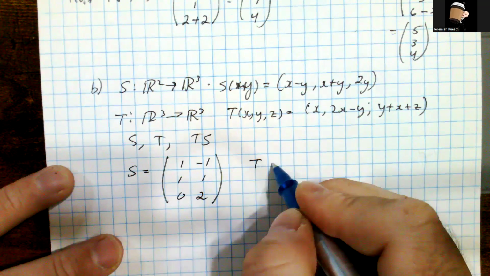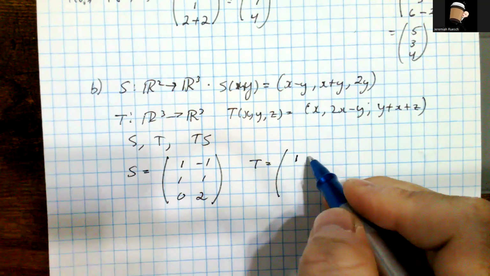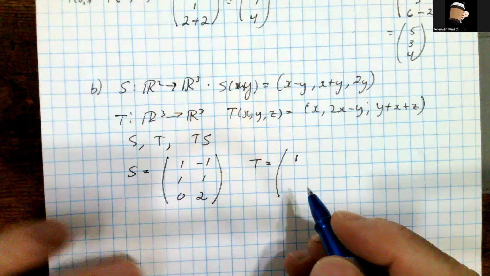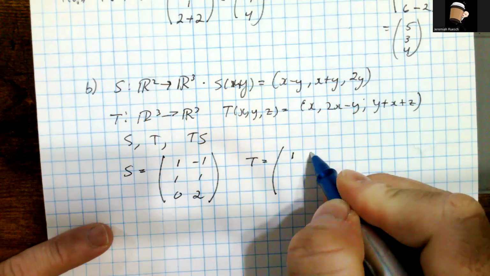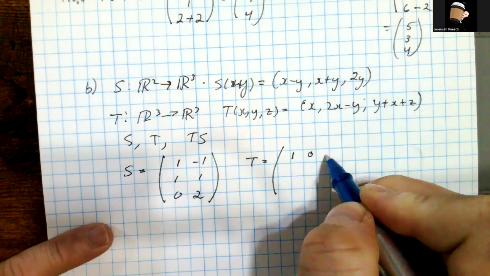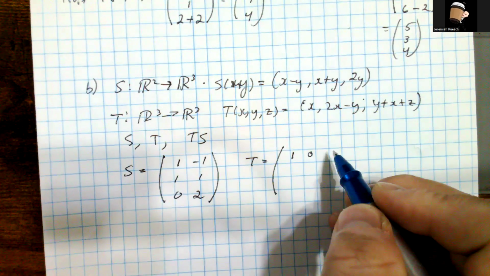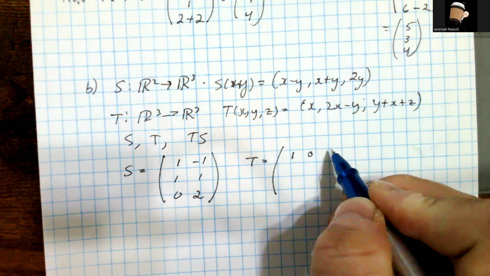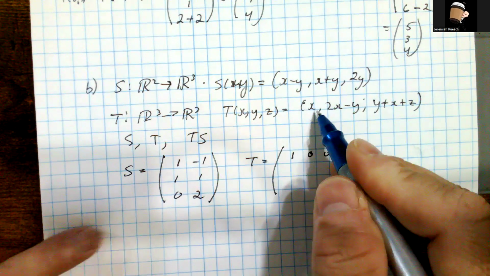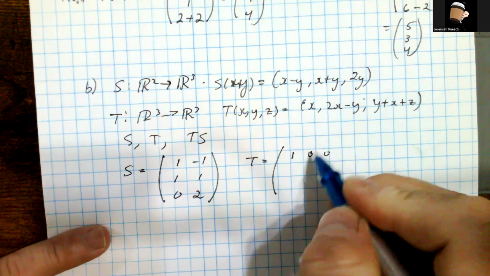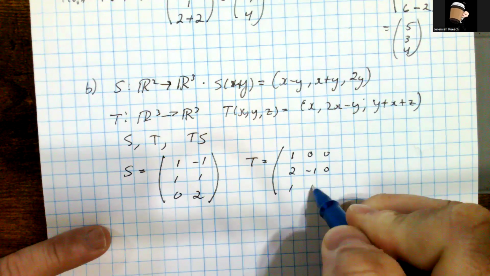Okay. Likewise, T is going to have the components 1. Hold on. Keeping the inspection going, we'll have 1, 0, and 0, since there's no y or z in the x component. Here we have 2, -1, 0. Here we have 1, 1, and 1.